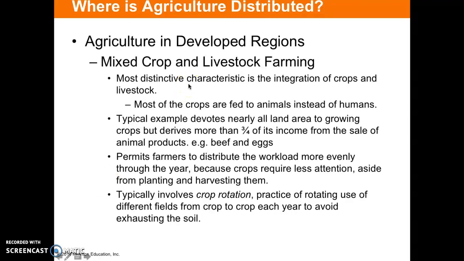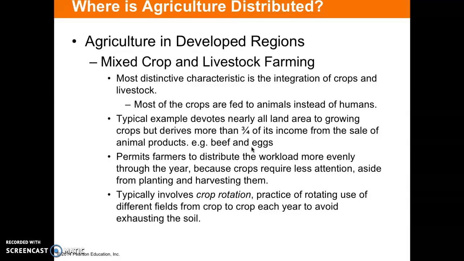So mixed crop and livestock farming is when people have, maybe you're growing a lot of corn, but you also have on your property maybe cattle or chicken. In this integration, the corn you're growing isn't really for human consumption. You're really growing stuff to either feed to your animals or to sell to make into animal feed. Most of the income is probably going to come from the sale of animal products, but you're going to devote a lot of your land to growing crops.